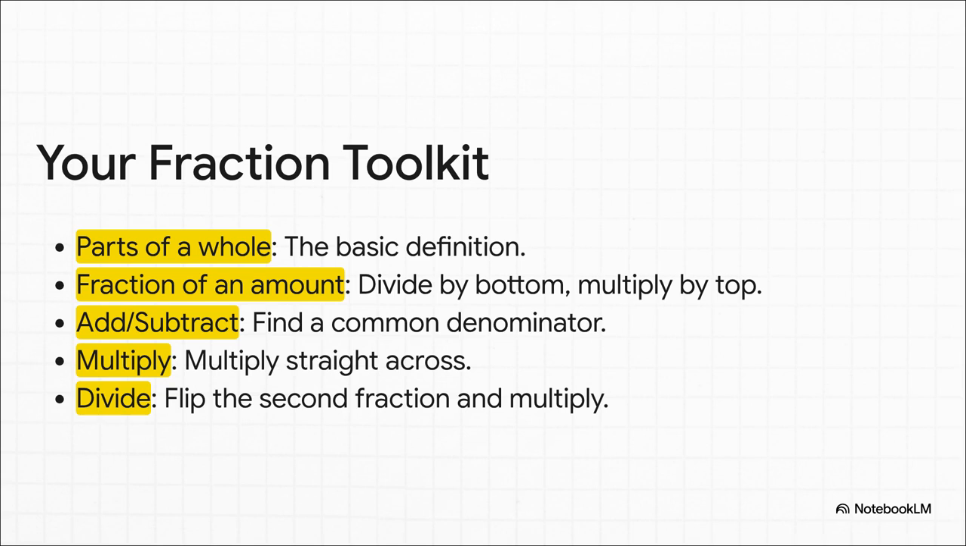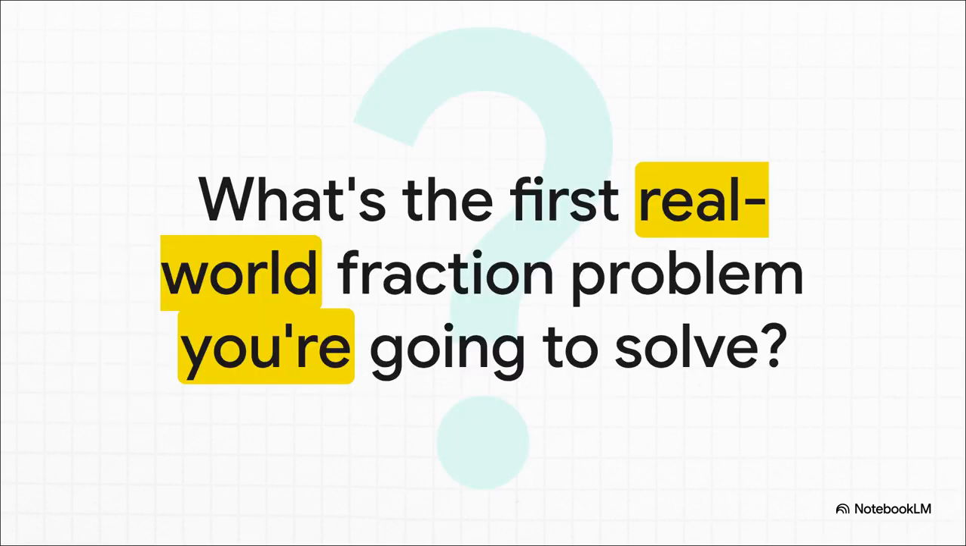For adding or subtracting, the golden rule is you must find a common denominator. For multiplying, it's easy. You just multiply straight across. And for dividing, you flip that second fraction and then multiply. That's basically your cheat sheet for fractions. So there you have it. Fractions completely demystified. They aren't so scary once you know the rules of the game, are they?